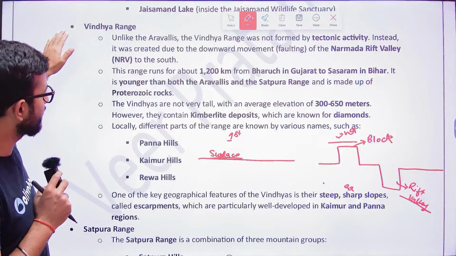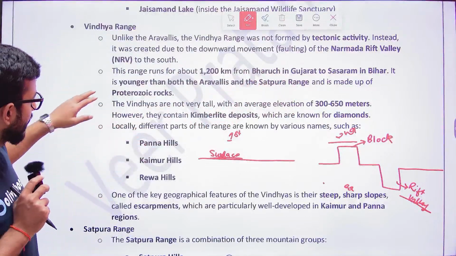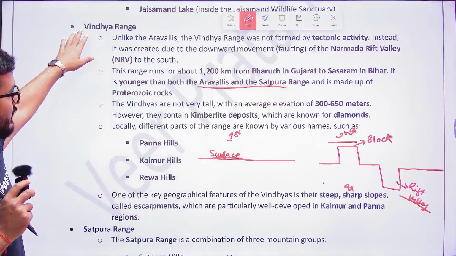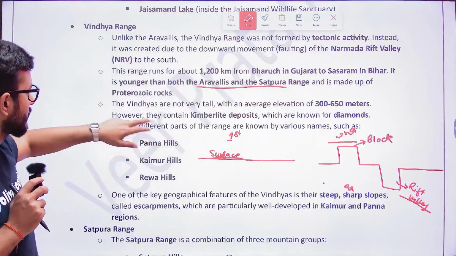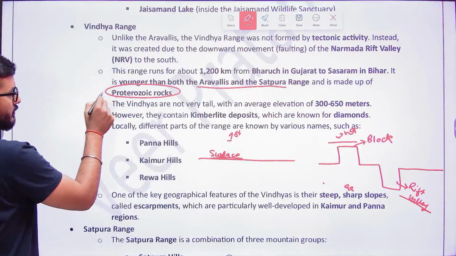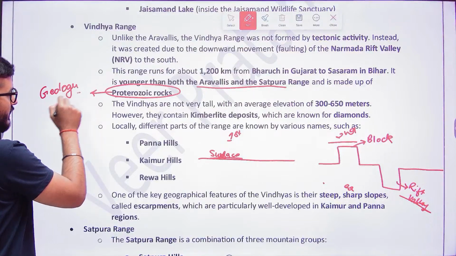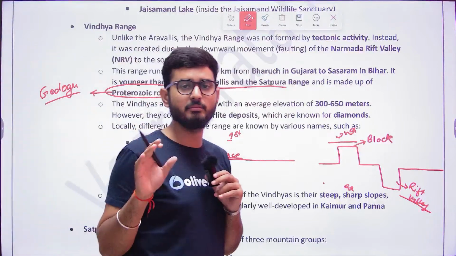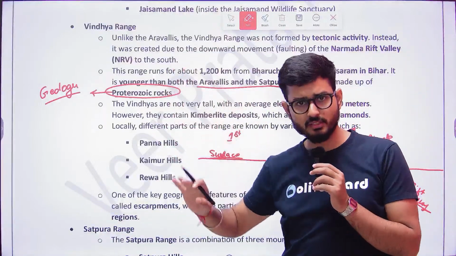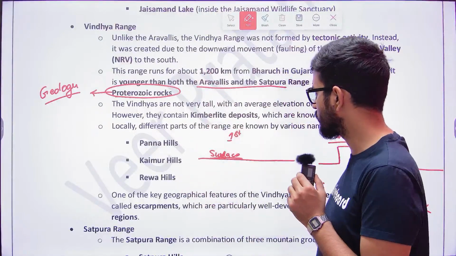When we talk about the Vindhyas, this is the location from Gujarat till Bihar, and they are younger than both the Aravlis and the Satpura. It is made up of Proterozoic rocks. What are the Proterozoic rocks? If you look at the geological time scale, Proterozoic is basically a time period during which a section of rocks evolved. Just remember this: the time period during which a section of rocks evolved is known as Proterozoic.